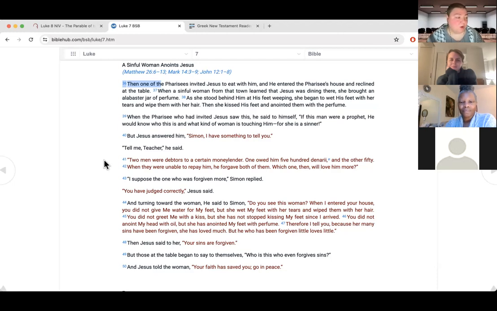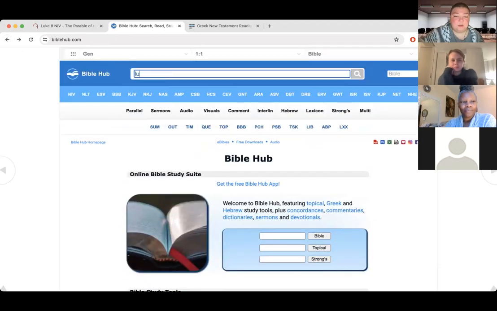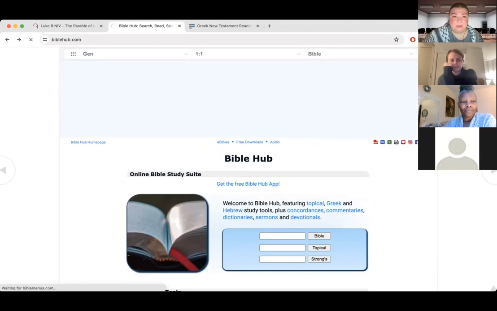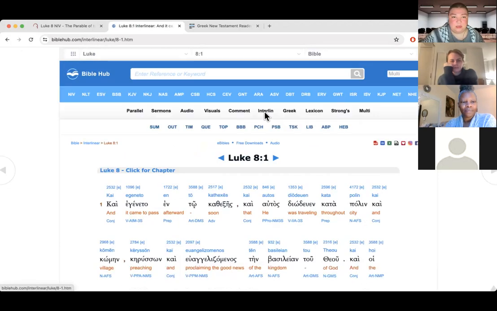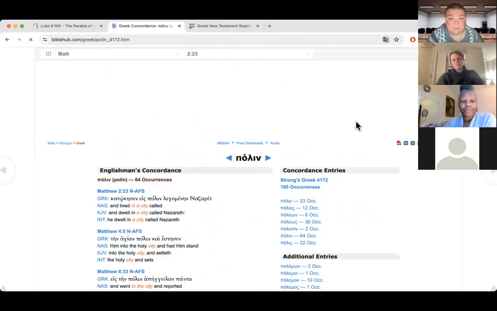Let's look at another Greek word in Luke 8. So we go to Luke 8 and we go to interlinear. There we go. Over here towards the end of the first line, we find the word polin, translated as "city." Let's click on the blue word polin.